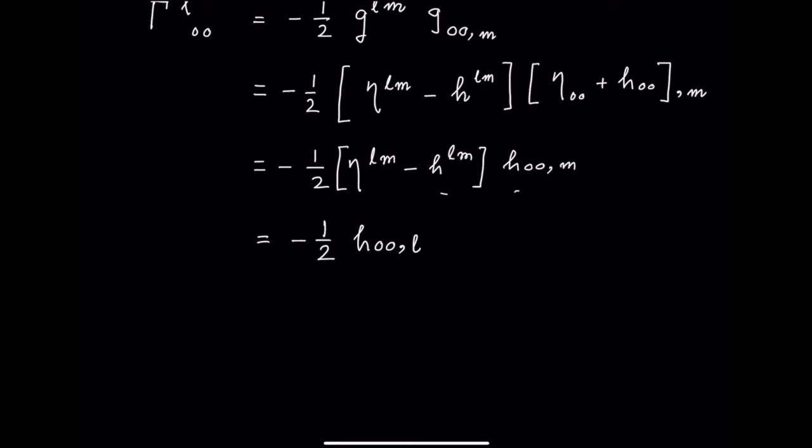But just to keep the sanity of the symbols, I will write this with eta Lm. Okay, so m is summed over. h00 is just a function.